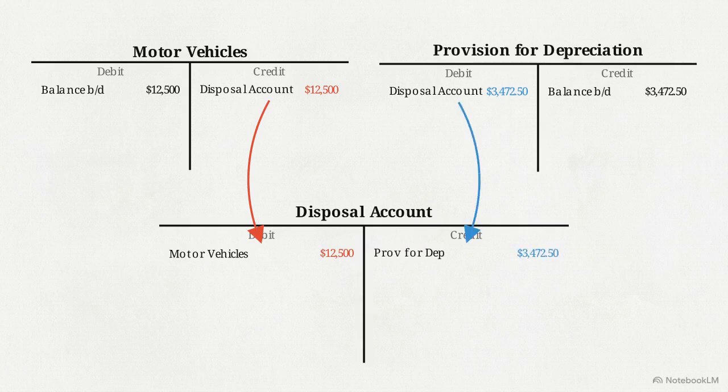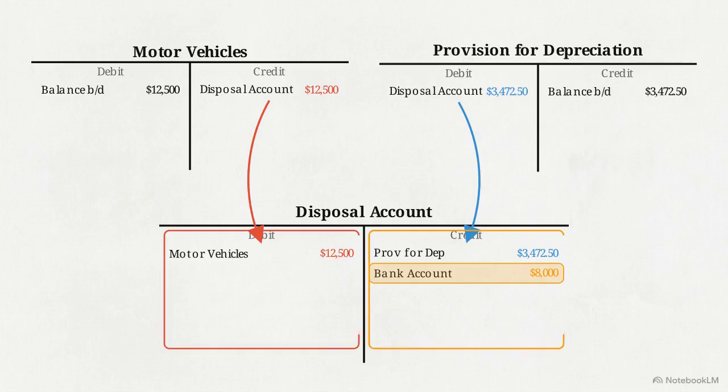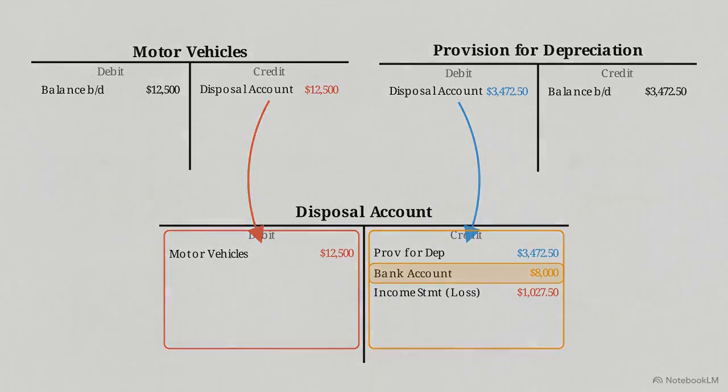Third, we log the sale proceeds. Let's say the business sold the vehicle for $8,000. We debit the bank account to show the cash arriving and credit the disposal account. Finally, we compare the total debits and credits sitting in the disposal account. The balancing figure between the two sides represents our exact profit or loss on the sale.